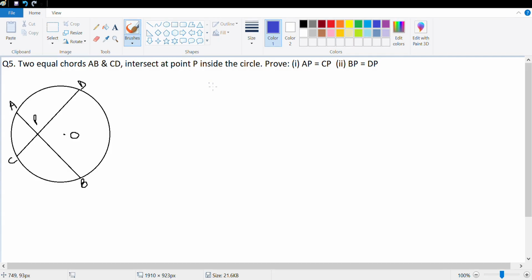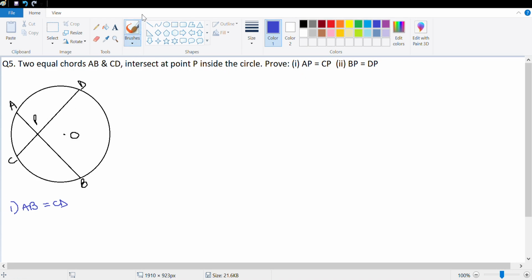Hi guys, let's look at the next question. The next question that we do is question number 5. It says two equal chords AB and CD. So let's see what we have been given. AB is equal to CD. Intersect at point P inside the circle. Prove AP is equal to CP.